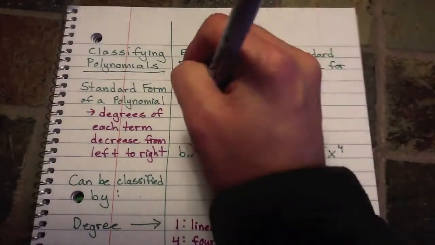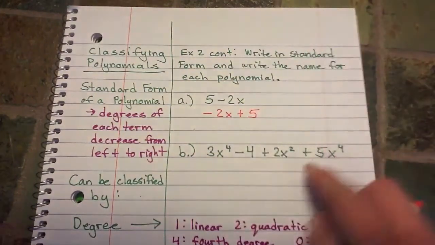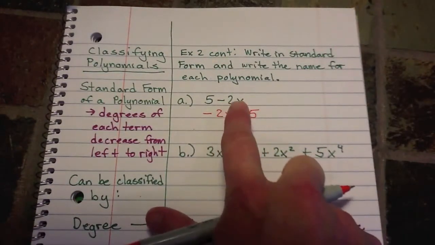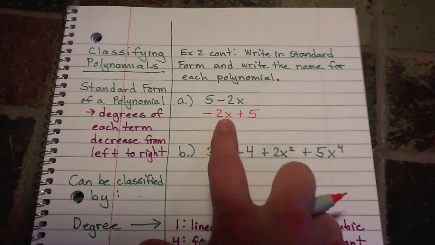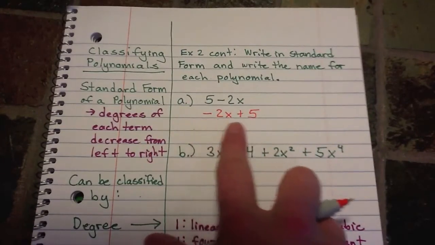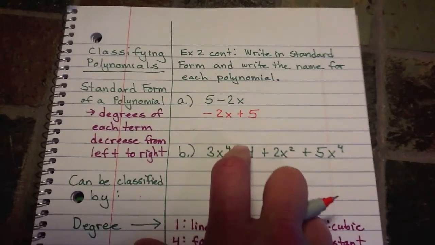And you should notice that this looks similar to the way that I've been teaching you to write things this year anyway. So negative 2x would go first. Remember, the negative needs to stay with that 2. Positive 5 would go second. Now my degree of 1 is first and my degree of 0 is second. The degree of this entire polynomial would be 1 because it's the highest.